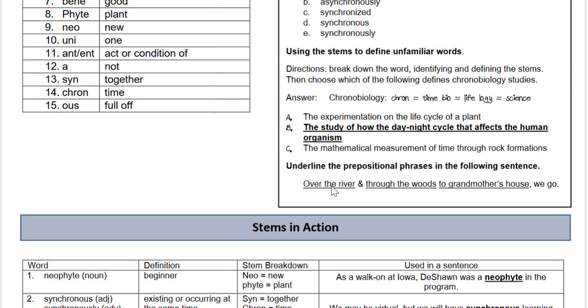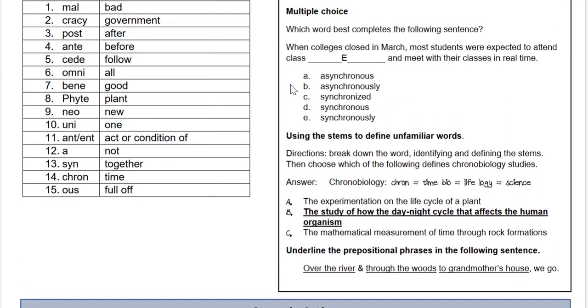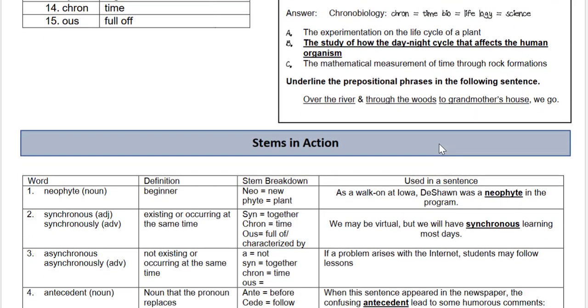And so if we come back up here, you may be asked which word best completes the following sentence. And the best answer for that would be E. Okay, we attend the class synchronously and meet with the classes in real time.